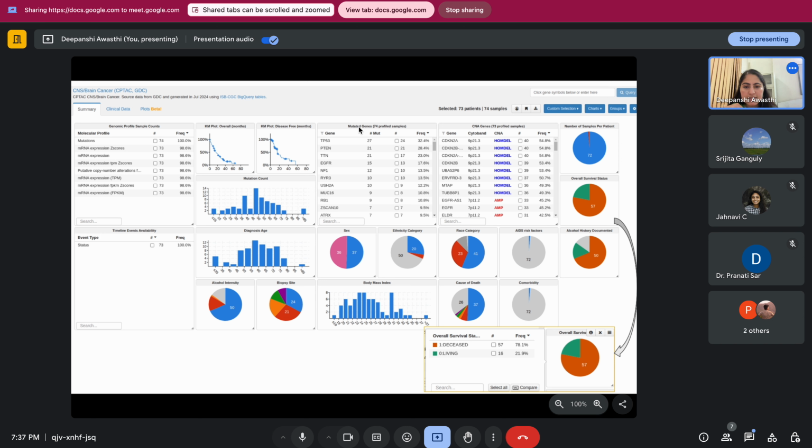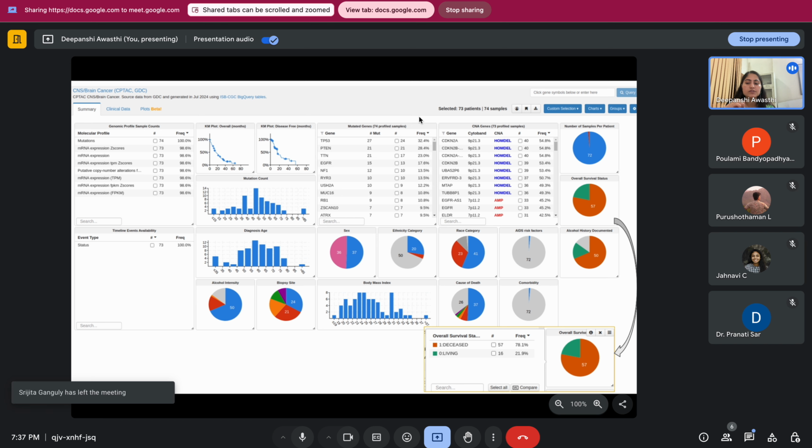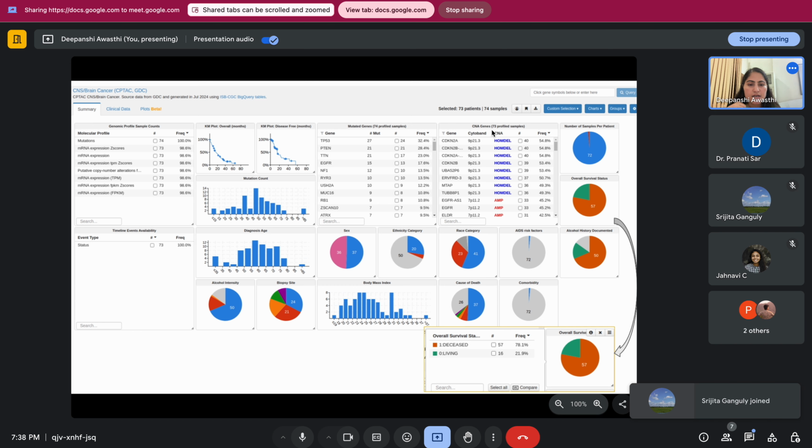And then another analysis in the middle, you see mutated genes, 74 profiled samples. Here they give you the list of genes which are observed, the number of mutations observed in these genes, the frequency of these mutations, and in how many patients this mutation was observed out of 74. Similarly, you will be able to look into mutated genes. Next to mutated genes are the CNA genes, the copy number alteration genes. This information you will also get from cBioPortal.